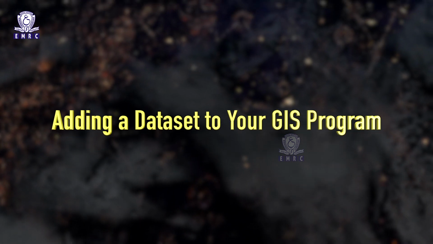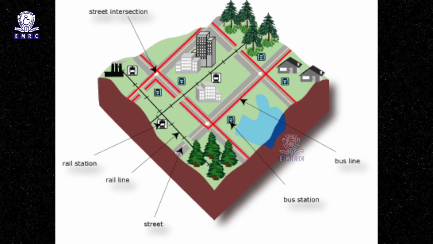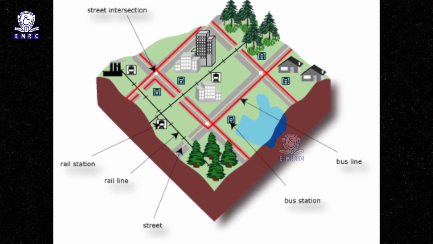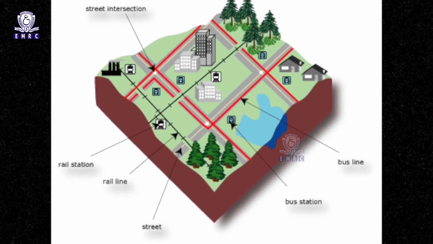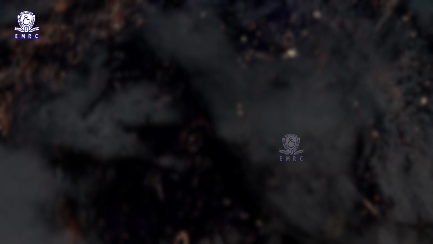Adding a dataset to your GIS program. Before you are able to perform a network analysis, you need to create a network dataset in which you can perform an analysis. If there is none available, or the original reference source has been modified or changed, you need to build a new one.